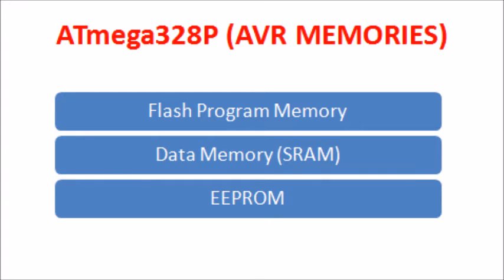Now we are going to see the inbuilt memories of AVR microcontroller, specifically Atmega 328P. This microcontroller has mainly 2 memory spaces: flash memory, that is a program memory space, and data memory, that is a SRAM. So in addition to these 2 memories, there is another memory space, that is the electrically erasable programmable read-only memory EEPROM.